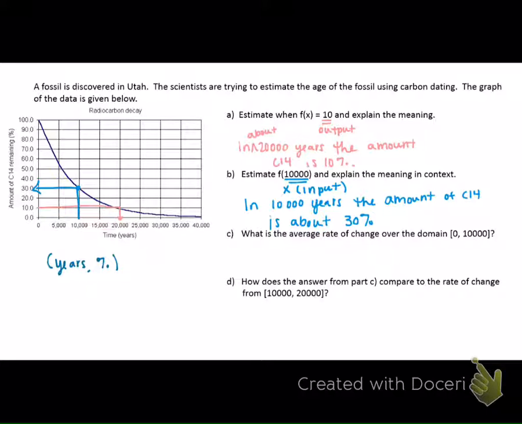Okay, we're throwing in some average rate of change into this, which is what we've been doing since Friday. So it says, what is the average rate of change over the domain 0 to 10,000? So we need to create our ordered pairs. Alex, what goes with 0? What does it look like? The ordered pair 0, comma what? X is 0. What is Y? 100%. There you go.